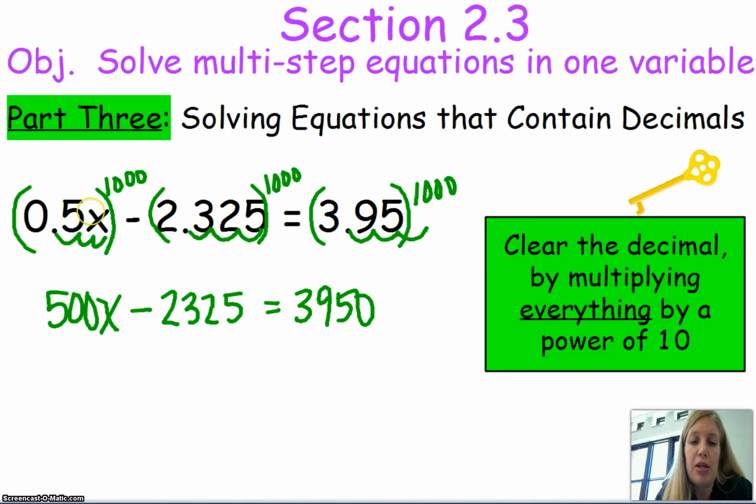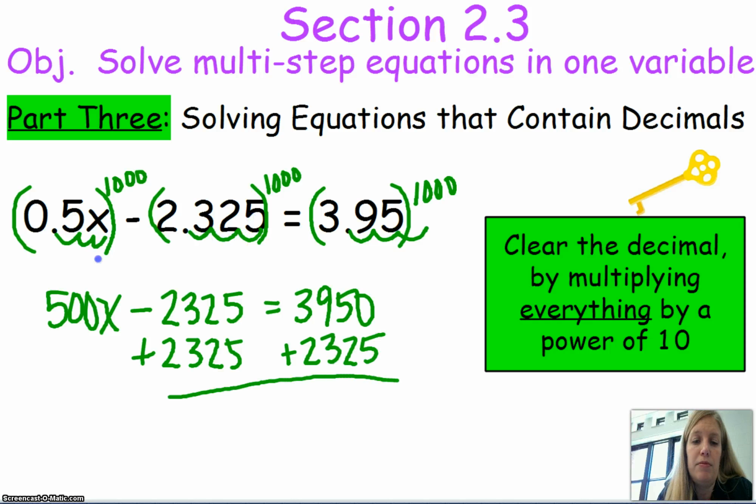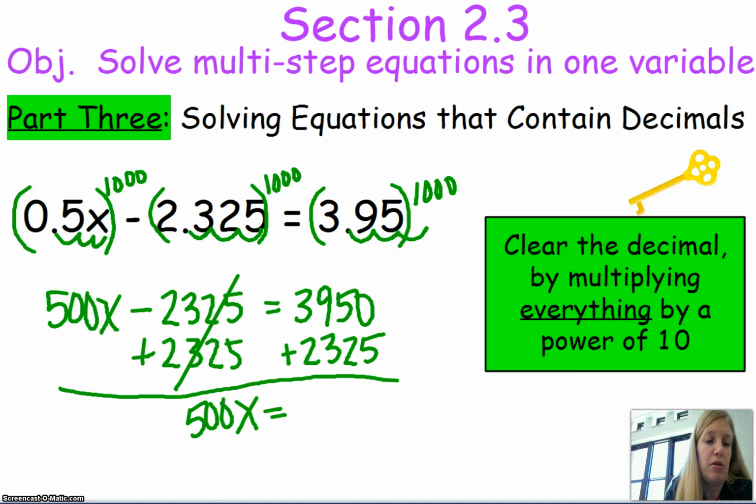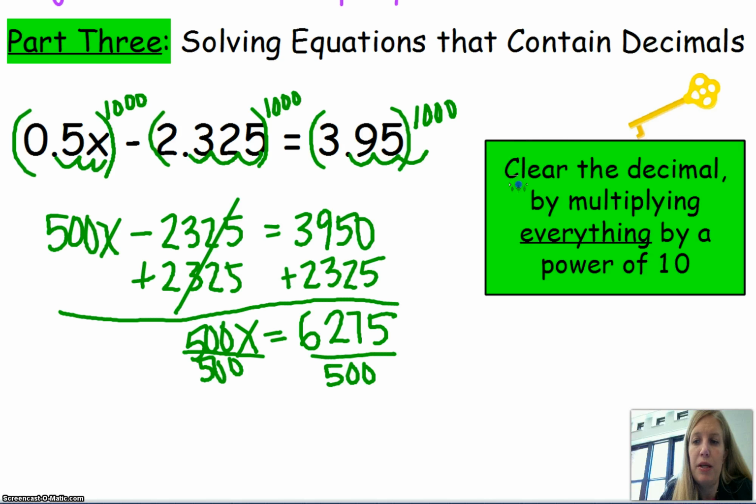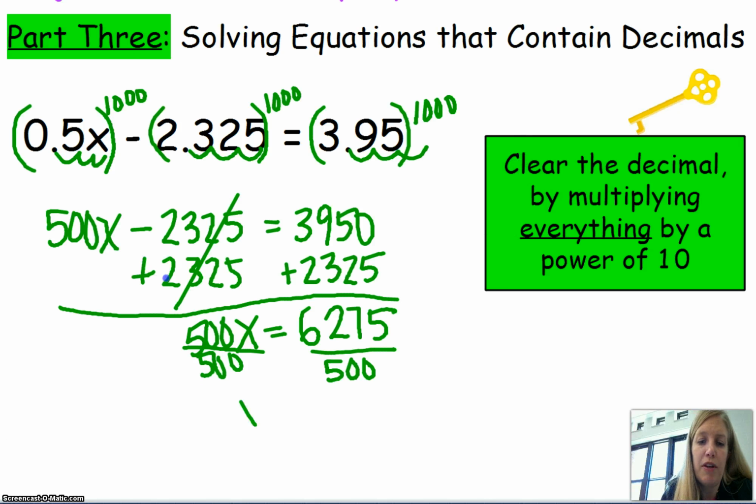Now it's a two-step equation. Add 2,325 to both sides. 500x equals 3,950 plus 2,325, 6,275. Divide both sides by 500. And you get 12.55. x equals 12.55. And that's it.